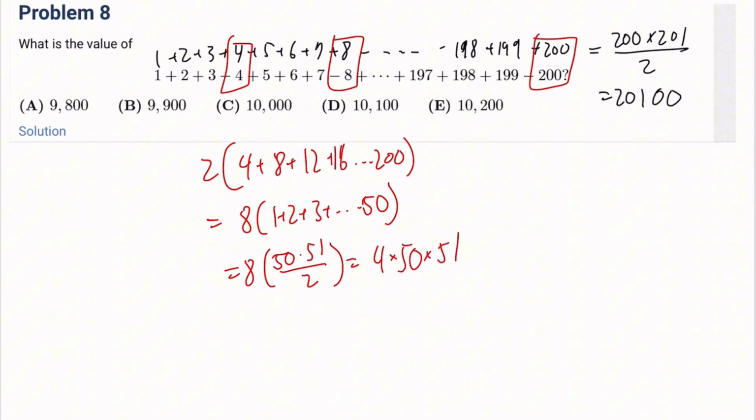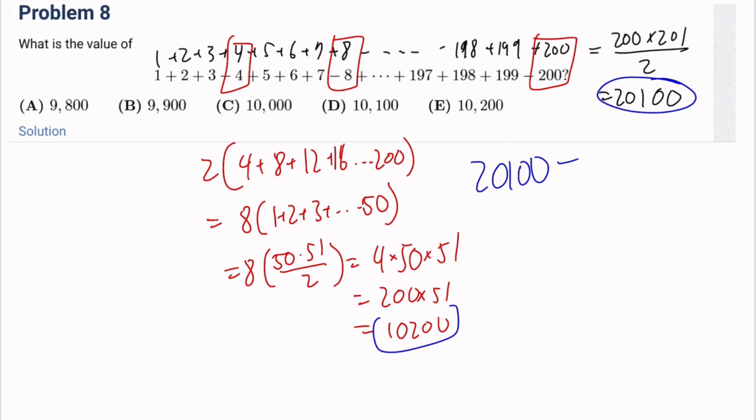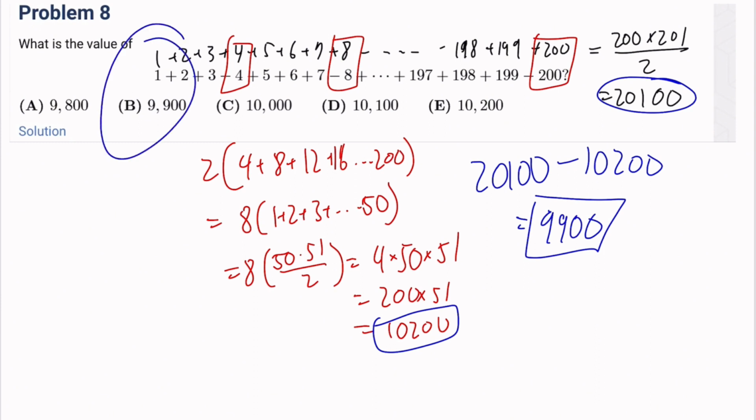And so the value is 20100 minus this much, and so this is going to be 200 times 51. So this is 10200. So that value will be this value, which is 20100, minus this value, which is 10200. So this is going to be 9,900. So the answer is B.